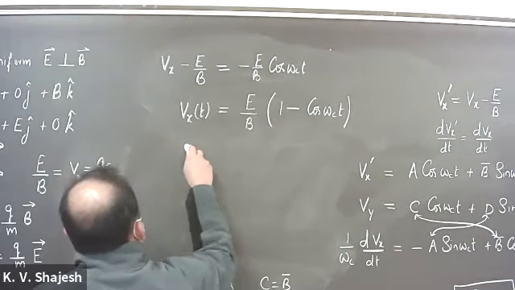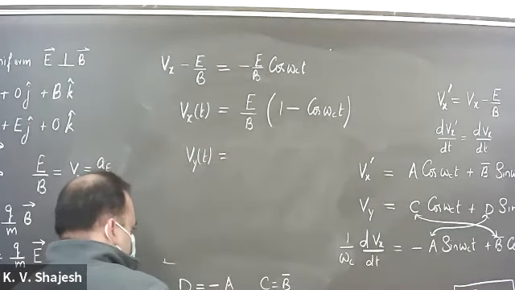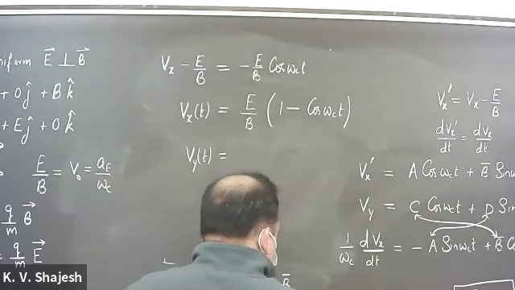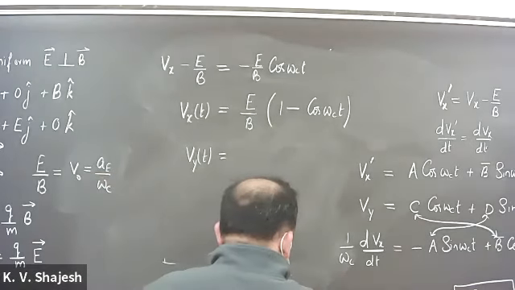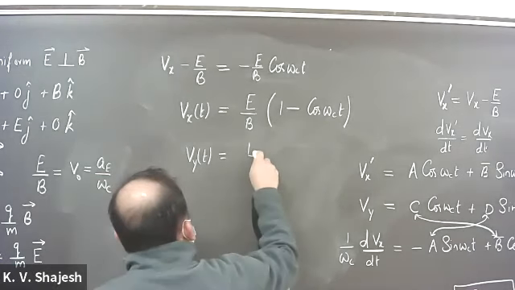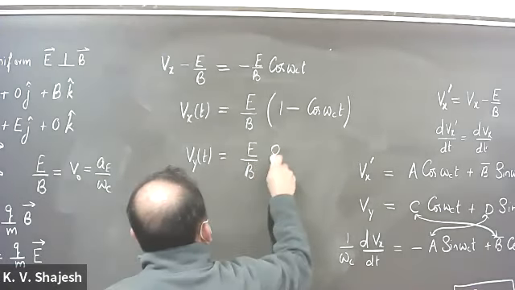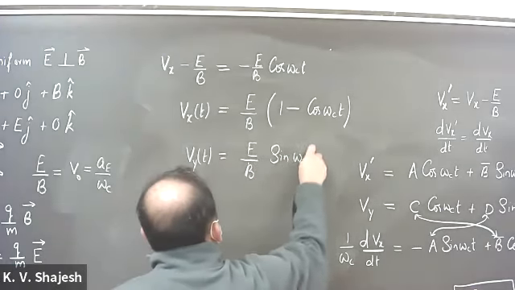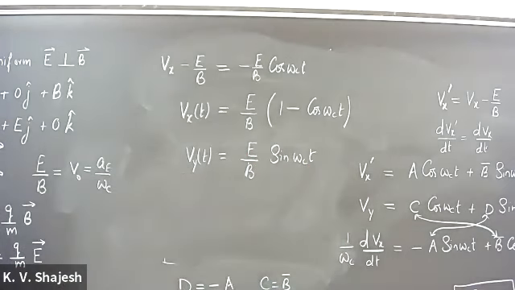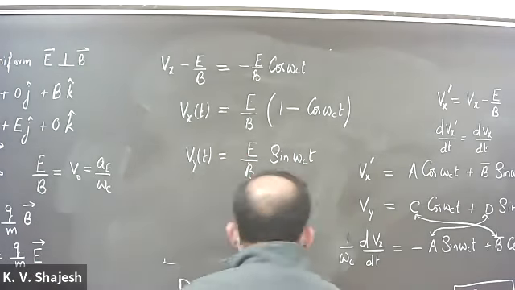And Vy as a function of time is equal to, B doesn't contribute, so it is A sine omega t, but A is minus, so it is again E over B sine of omega c t. Okay, so that's our velocities, but still we are worried about positions, right?